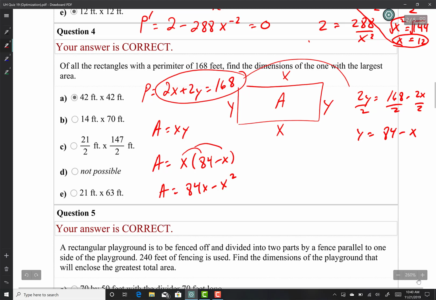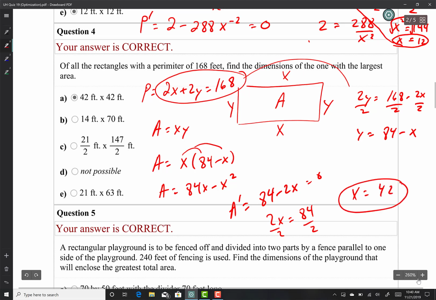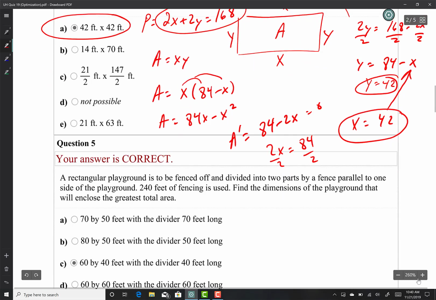So here we go. That's what I want to maximize. So A prime equals 84 minus 2x. And then I'm going to set that equal to 0. So 2x equals 84. Divide by 2, divide by 2. x equals 42. So as soon as I know what x is, I can solve for y by plugging it in right there. So 84 minus 42 happens to be 42 again. So there it is. Yay. Here we go, guys. Next one.